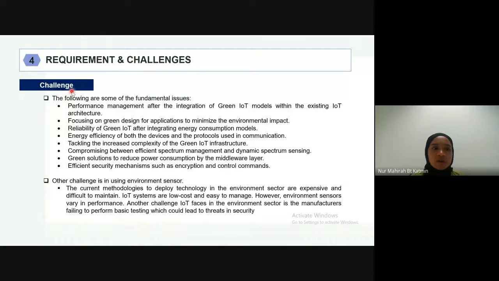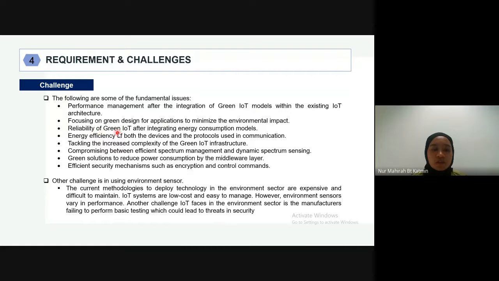challenge. Okay, these are some of the fundamental issues. We can see the performance management after the integration of the green IoT model within the existing IoT architecture. Okay, another issue is focusing on green design for applications to minimize the environmental impact.